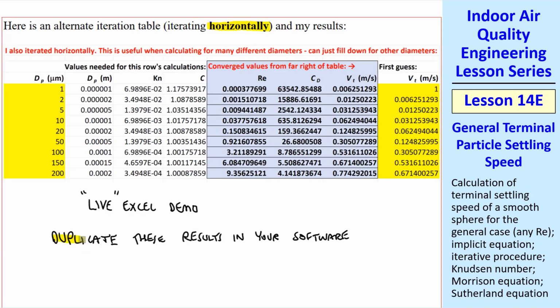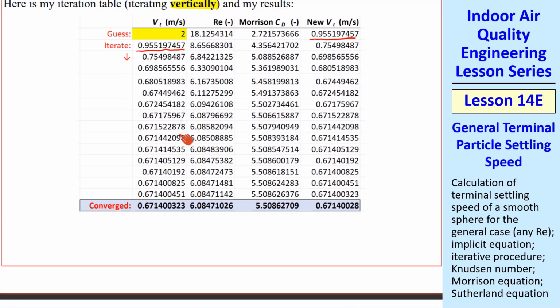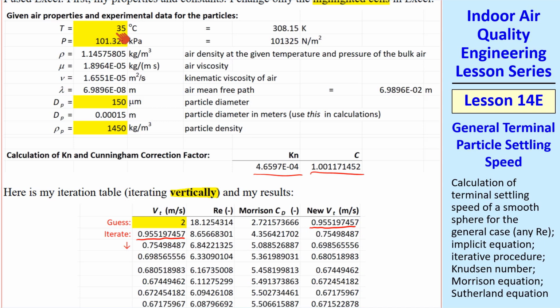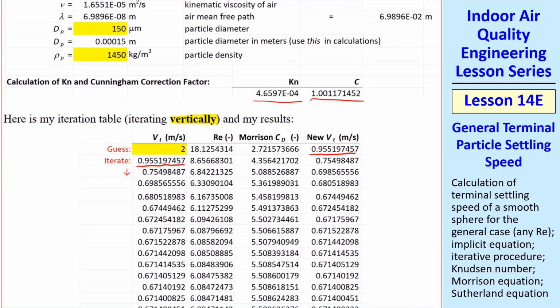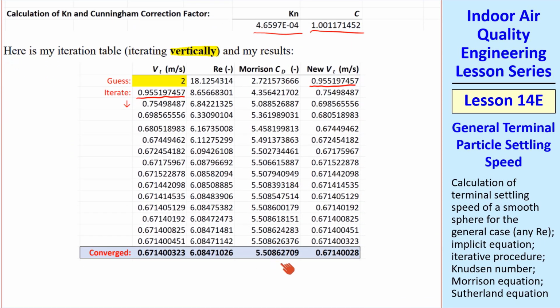I strongly urge you to duplicate these results in your software. Use my same particle diameters, and make sure that you get my same results, at least to 5 digits or so. Then you can trust that you're doing your software correctly. And once you have this set up in your software, you should be able to change temperature, pressure, particle diameter, and particle density, and the software will automatically update to the correct values of VT.